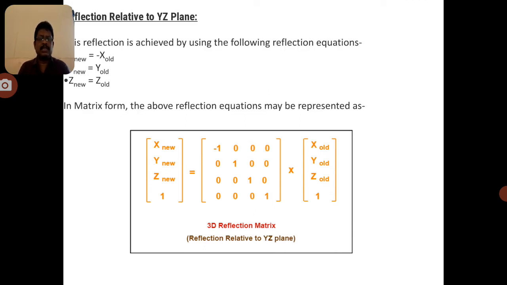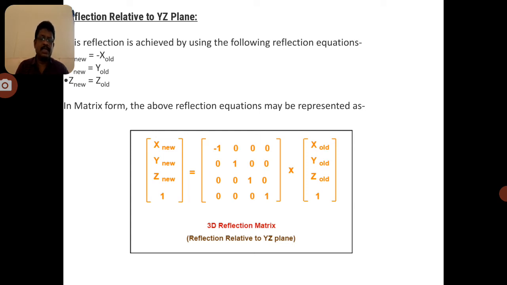Now coming to the reflection relative to the yz plane. This reflection takes place on the y-axis and z-axis, but there is an impact on the x-axis only, with no impact on the y and z values. So the modification takes place on the x values only. The y and z values are the same. That's why x new equals minus x old, y new equals y old, and z new equals z old.